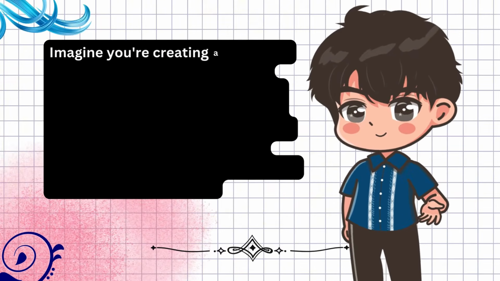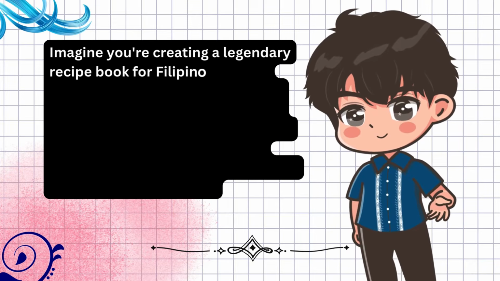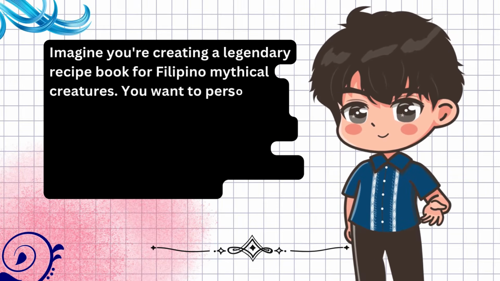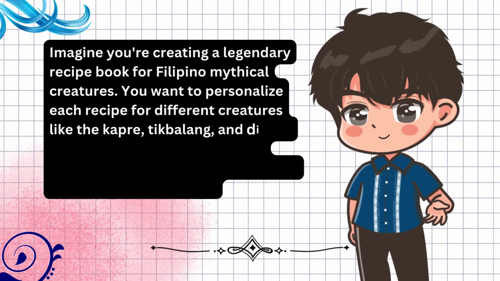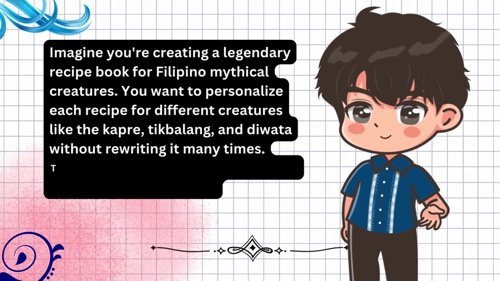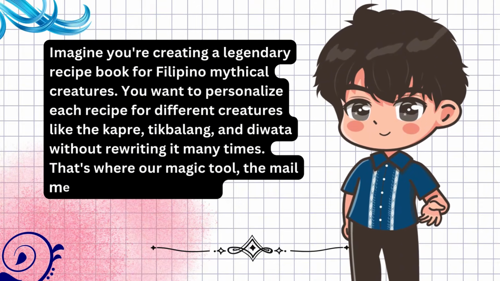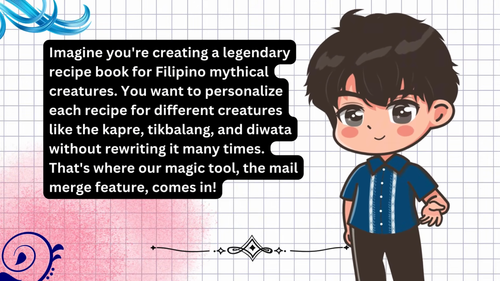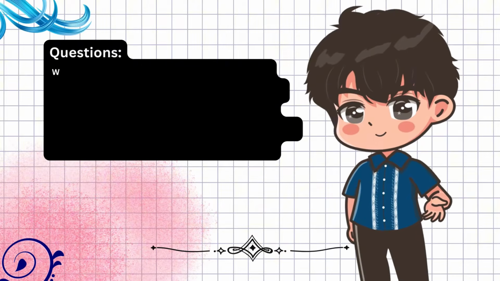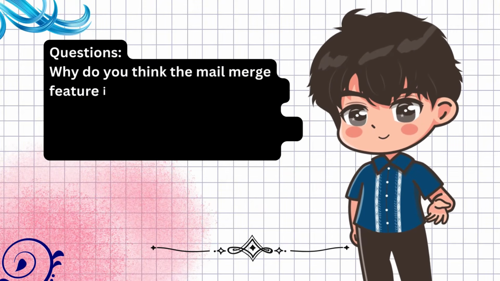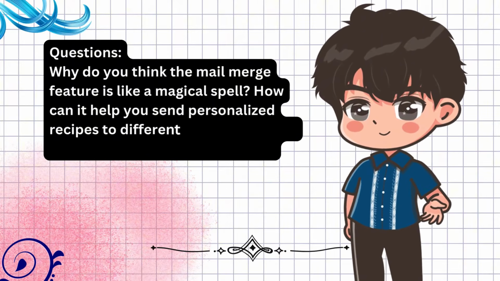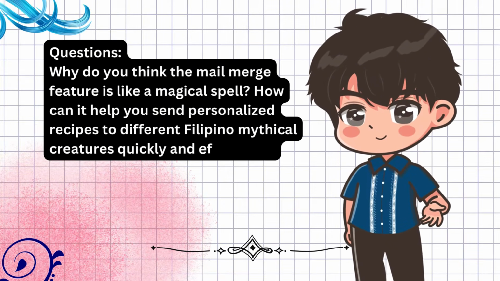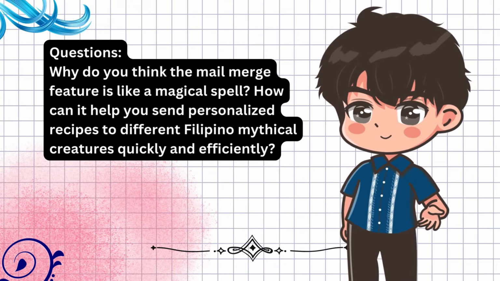Imagine you're creating a legendary recipe book for Filipino mythical creatures. You want to personalize each recipe for different creatures like the Capre, Tikbalang, and Diwata without rewriting it many times. That's where our magic tool, the Mail Merge feature, comes in. Questions. Why do you think the Mail Merge feature is like a magical spell? How can it help you send personalized recipes to different Filipino mythical creatures quickly and efficiently?